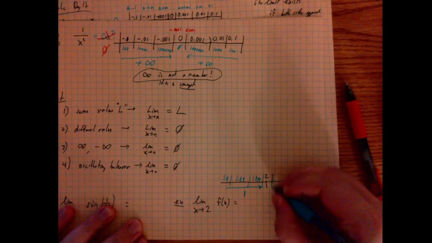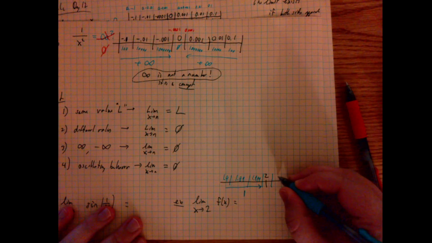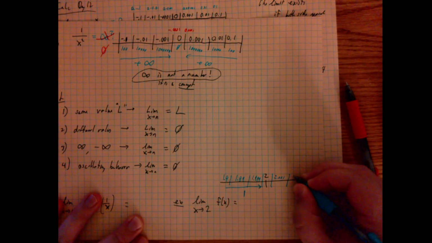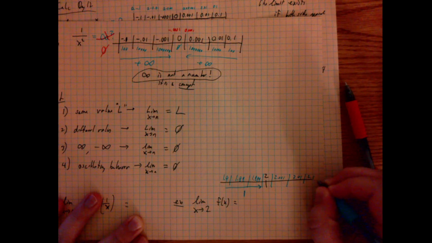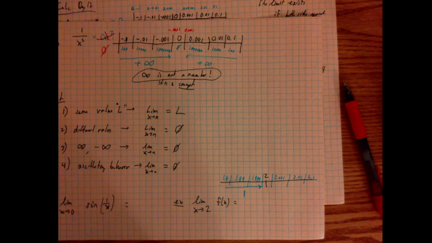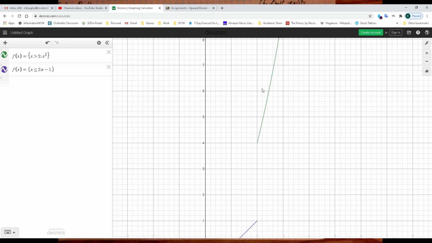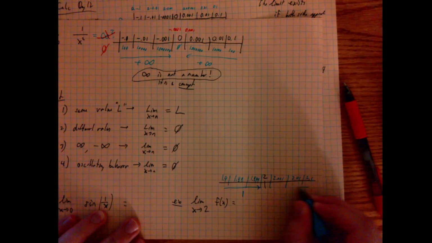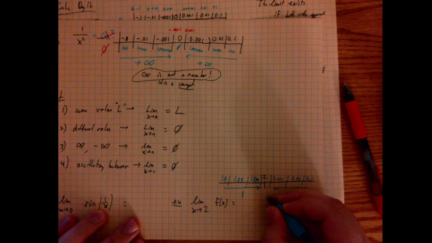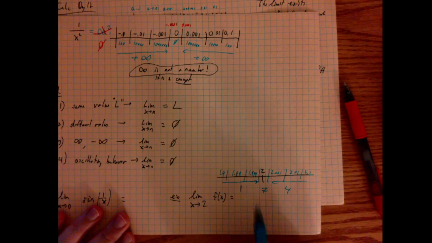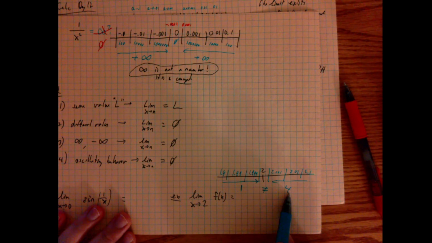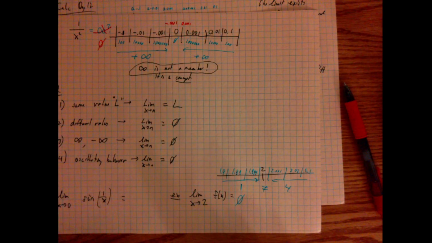If I did it from the right-hand side with 2.001, 2.01, and 2.1, let's look at the graph a different way. It starts up here and gets closer and closer. But what value is it going towards? It looks like close to 4. So from the right-hand side, the function is approaching 4. Because these two are approaching different values, the left-hand side approaching 1 and the right-hand side approaching 4, we'd say this limit does not exist.